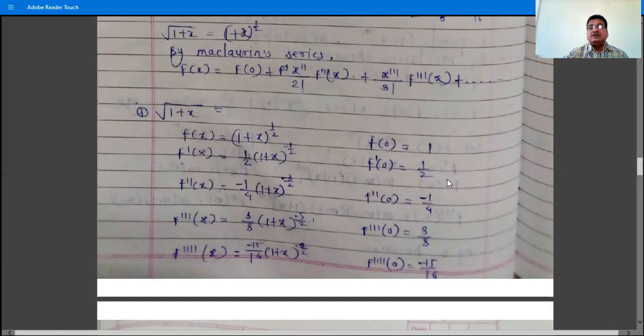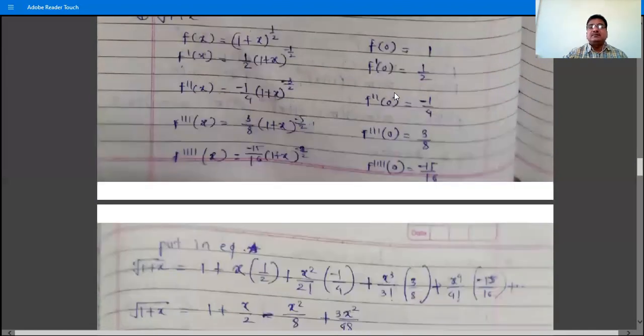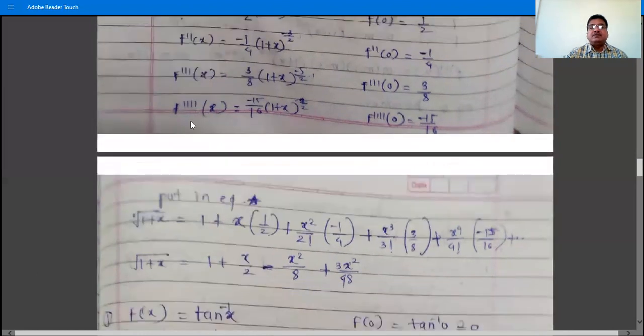Its value at 0 is 1. f'(x) is 1/2 (1 + x)^(1/2 - 1), which is (1 + x)^(-1/2), then value at 0 is 1/2. f''(x) is this: 1/2 times -1/2 becomes -1/4 (1 + x)^(-3/2), then value at 0. Similarly, the third order derivative: -1/4 times -3/2 becomes 3/8 (1 + x)^(-5/2), then value at 0. Similarly, the fourth order derivative value is -15/16.